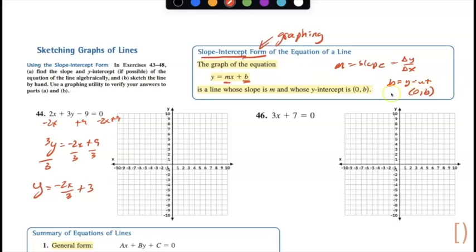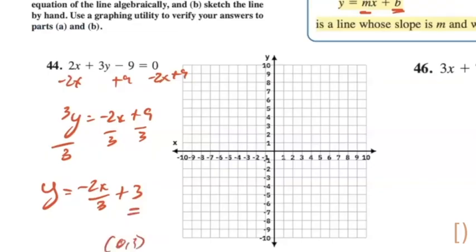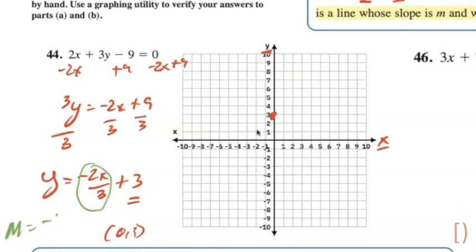You could graph it. First thing I always do is find my y-intercept, which is this guy right here. I'm going to start at 0, 3. That's my y-intercept right there. And this is x and this is y. You start there, 0, 3. And then next we're going to do the slope. So the slope here is negative 2/3. The thing next to the x, the coefficient of the x.